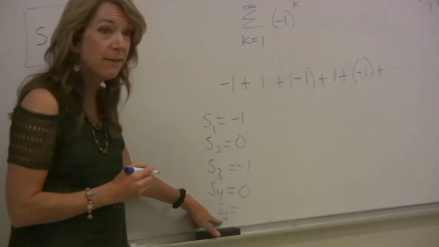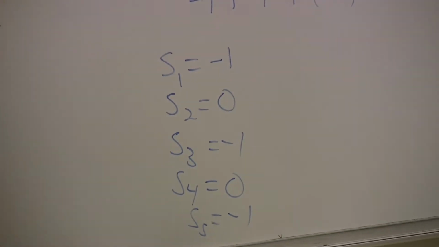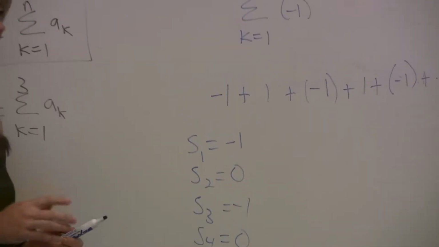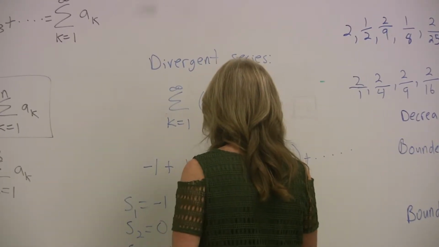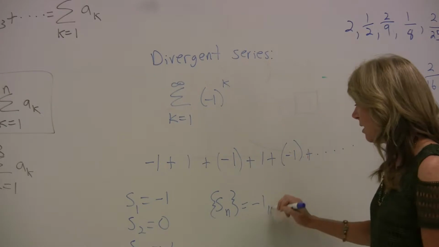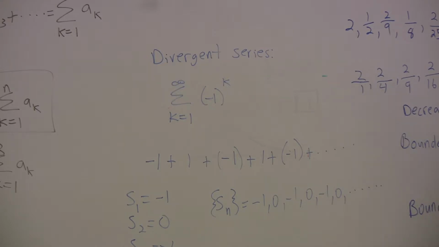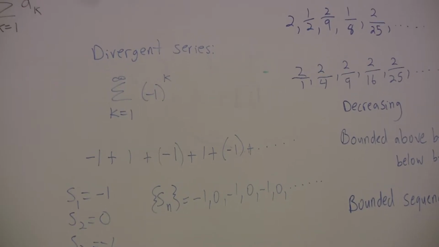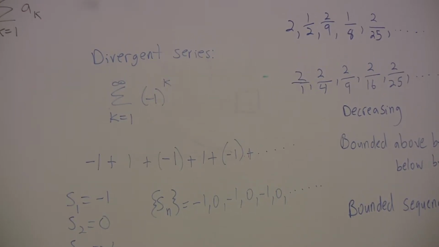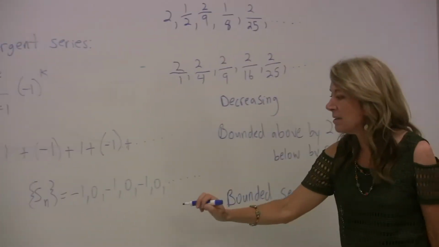So that's an S and that's a 5. Can you tell the difference? S and 5. That's -1. So if I list my sequence of partial sums, my S_n, make it a sequence now. This is -1, then 0, then -1, then 0, then -1, then 0 forever. What's it approaching? It's not approaching anything, right? You can't say the limit is -1 and the limit is 0. It's not approaching one number. So this limit doesn't exist.